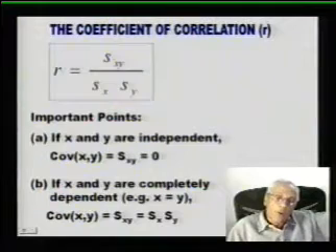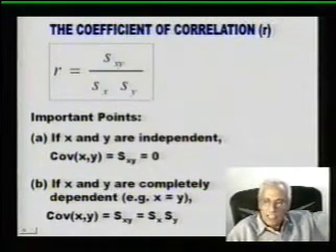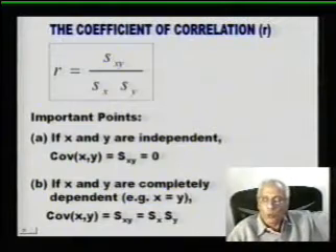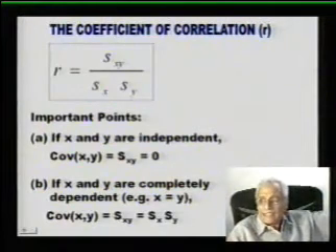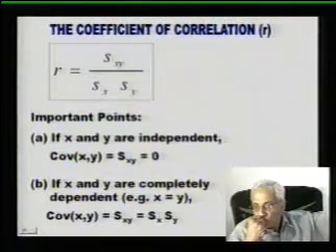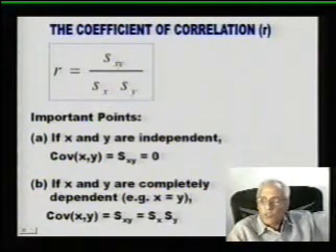Now, consider on the other hand the case if x and y are completely dependent. And let's just put a function. Let's say x equal y. If x equal y, then SXY will be mathematically equal to SX times SY. And what's that going to give us? It's going to give us a correlation coefficient of 1.